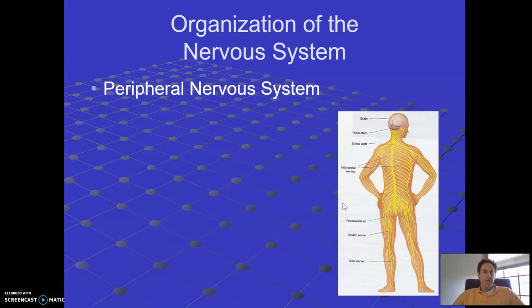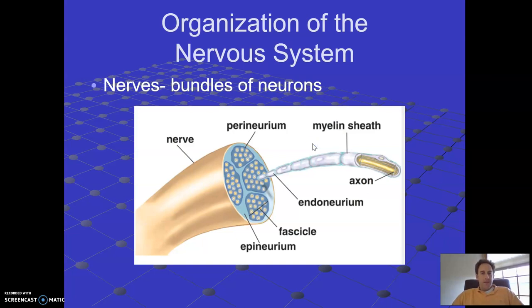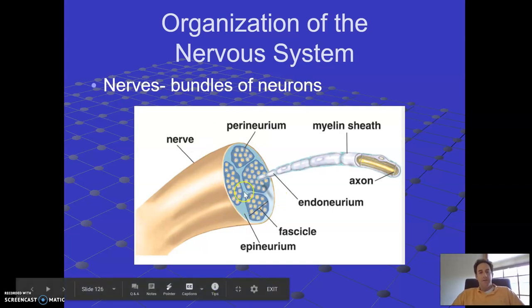Today, though, our focus really is on the peripheral nervous system, these nerves that go to and from the brain and spinal cord. And before we get into how it's organized, I just want to make sure we all know what a nerve is. All a nerve is, is a bundle of neurons. So here's a single axon from one neuron, and we just bundle a bunch of those together, and then we bundle the bundles together, and we have ourselves a nerve.